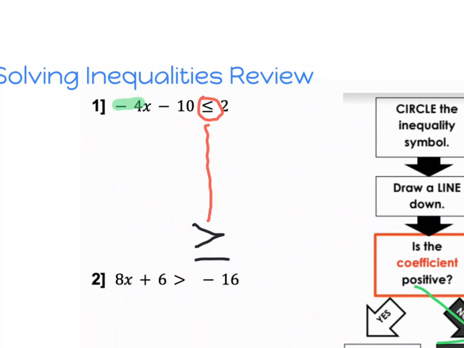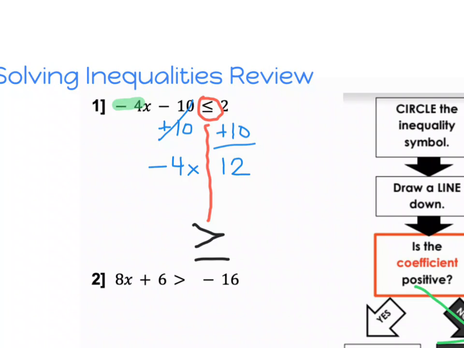Alright, so now that I know what my inequality symbol should end up being, I've got to isolate my x's by adding or subtracting to get rid of the constant. And in this case, because that's negative 10 or minus 10, I'm going to have to add 10 positives to get rid of it. The negative 10 and the positive 10 cancel out. I'm going to bring down my negative 4x since that's the only thing left now on that side. And the other side says 2 plus 10, which is 12.